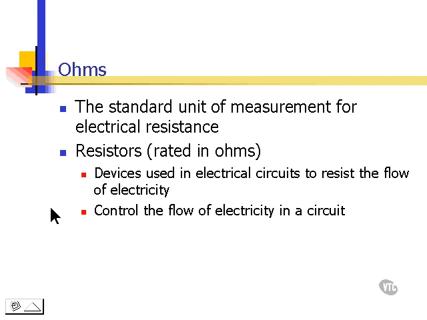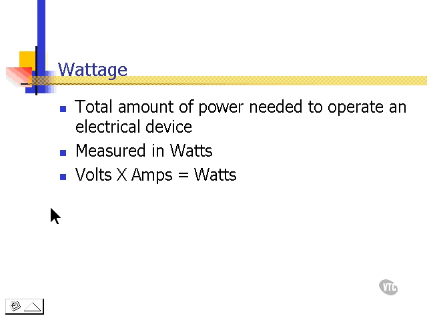When we talk about power, what we're actually talking about is wattage, because wattage is the total amount of power needed to operate an electrical device. It's measured in what we call watts, and watts equal volts times amps. So when we talk about a 100-watt light bulb, that's what we're talking about: in order to light that light bulb as it should be, we're going to be using 100 watts of electricity, or 100 watts of power. But voltage times amperage equals wattage.